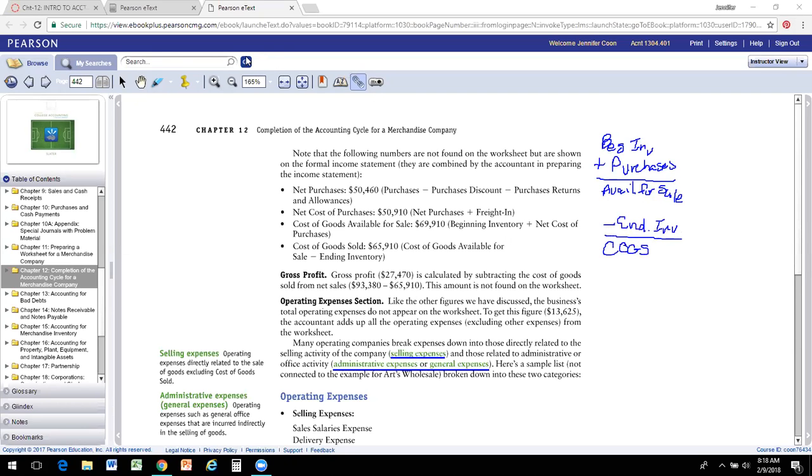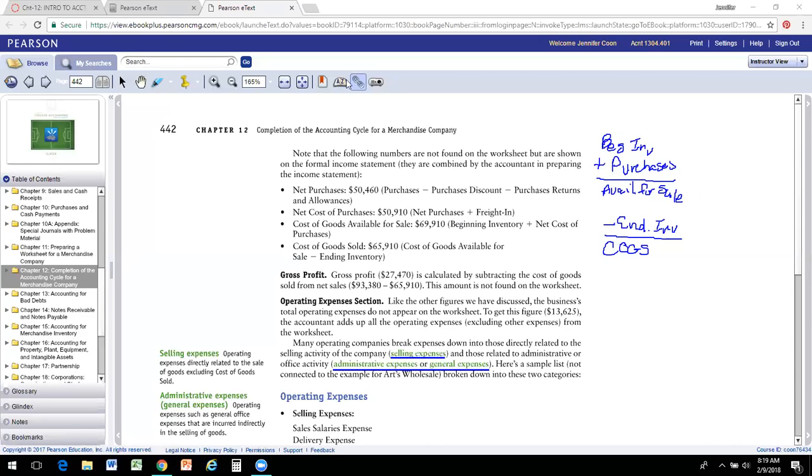So they essentially give you that same outline here. They're saying you have your net purchases, net cost of purchases, so they're doing net purchases plus freight. That gives you cost of goods available for sale, the beginning inventory plus net cost. Then you go in and find cost of goods sold, which is cost of goods available minus ending inventory. For some reason, seeing it in this type of format sometimes clicks better.